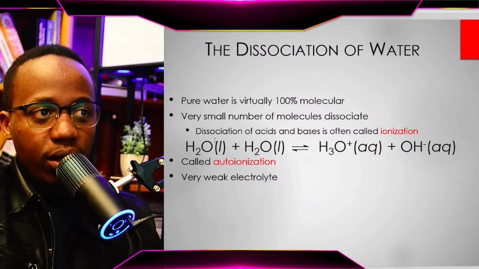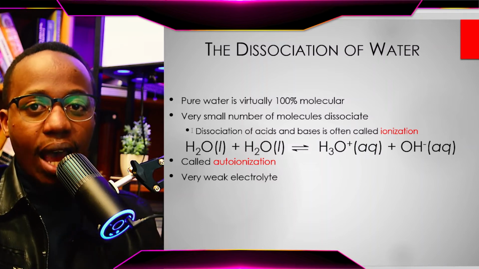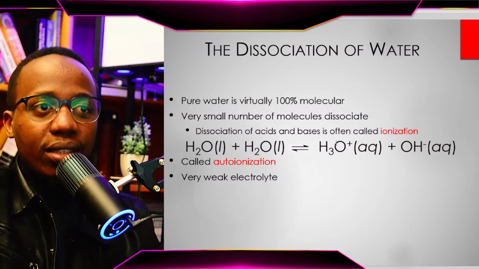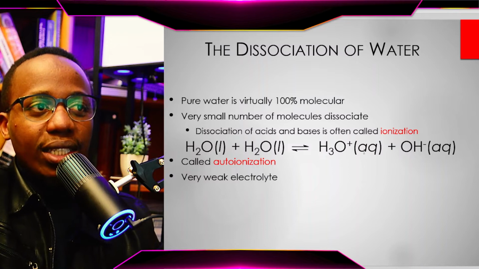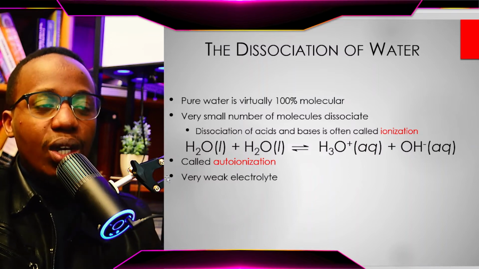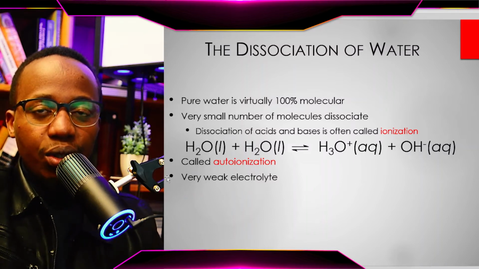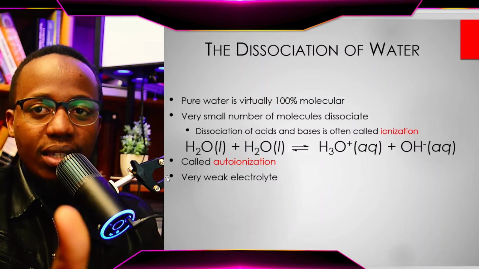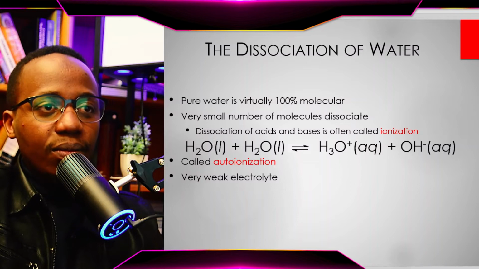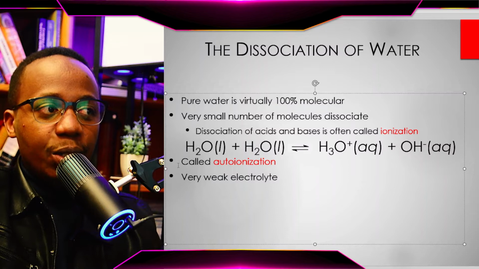So one, the one that gave out a proton, is acting as an acid. And the one that received the proton is acting as a base. So we call this ionization of water, or auto-ionization of water. This is because water is amphiprotic. Amphiprotic because it can act as a base and an acid at the same time. So this makes these ions very special.